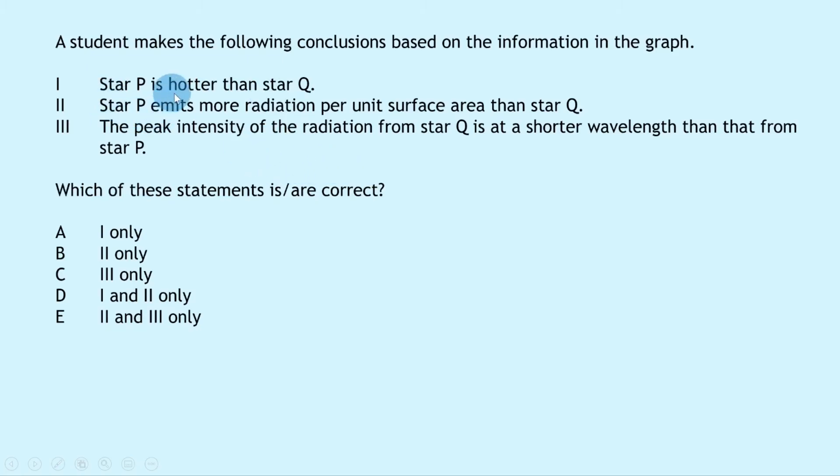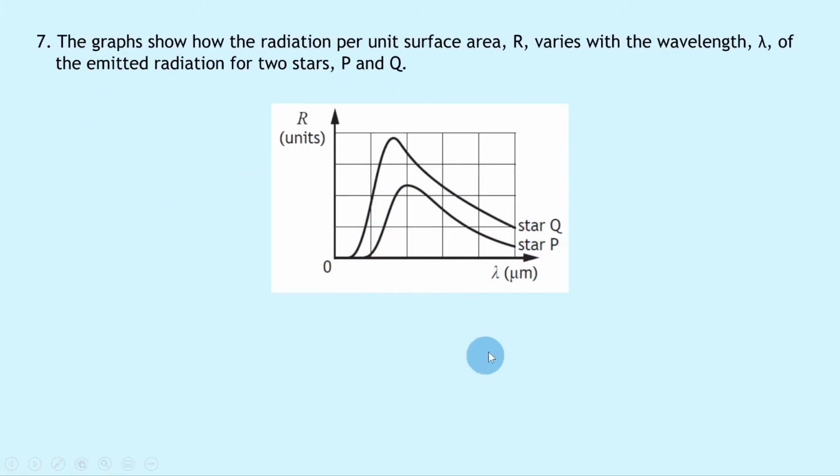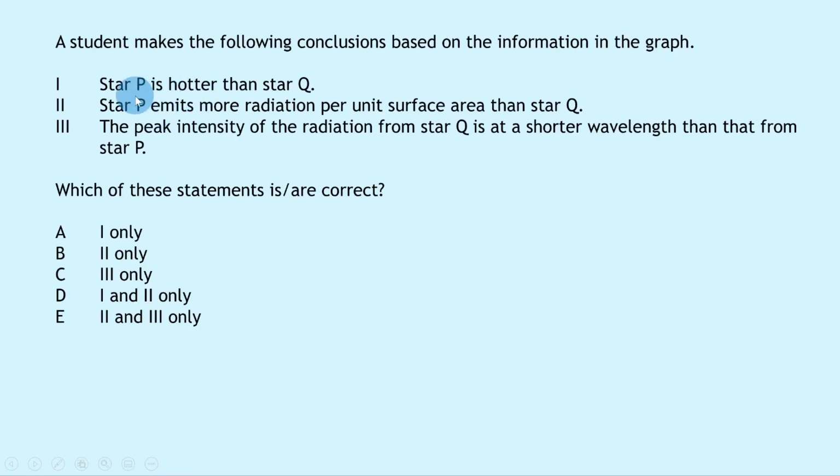So statement 1, star P is hotter than star Q. Well, looking back at the diagram, you might remember that these black body radiation curves can tell us about surface temperature, and the way they do that is from the height of the peak. So the bigger the peak, the higher the surface temperature of the star. So that means that in this case, star Q is actually at a greater temperature than star P. So we can say that statement 1, that star P is hotter than star Q, is false.